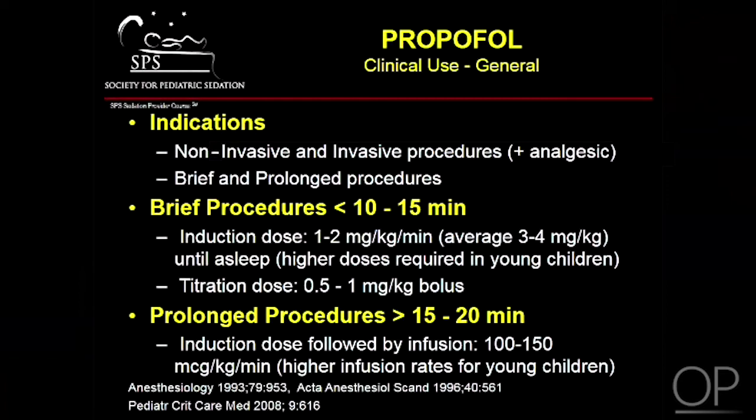Propofol is a very versatile drug and may be used for both invasive and non-invasive procedures. When used for invasive procedures, dose requirements can be significantly reduced when used with analgesic agents like fentanyl. Propofol can be used either as a bolus for brief procedures or as an infusion for more prolonged procedures. Induction doses typically average 3 to 4 milligrams per kilogram, followed by titrating doses of 0.5 to 1 milligram per kilogram as needed during the procedure. For longer procedures, the induction dose can be followed by an infusion of 100 to 150 micrograms per kilogram per minute. Note that younger children under 1 year of age require higher induction doses and infusion rates due to a higher volume of distribution and clearance, respectively.